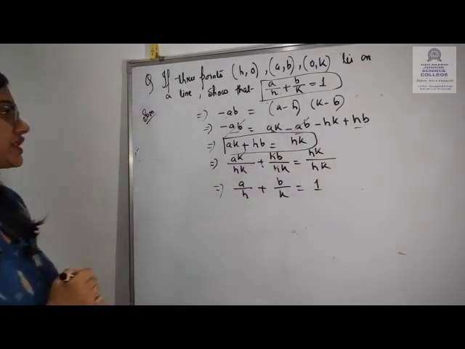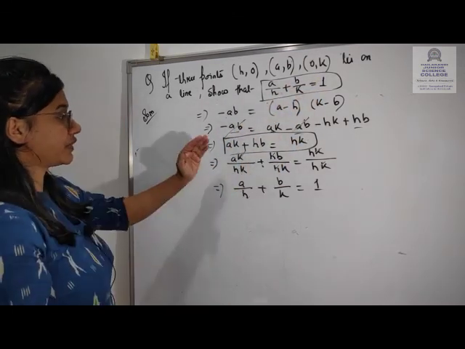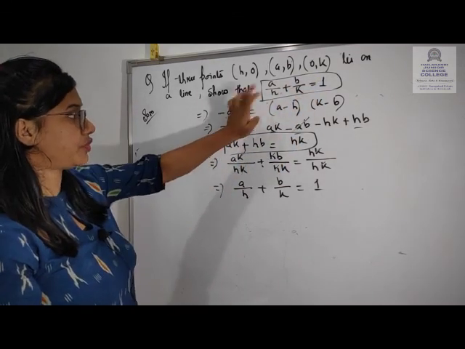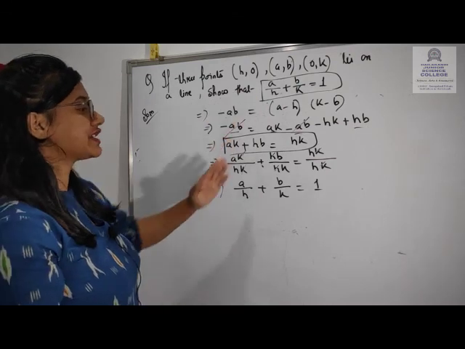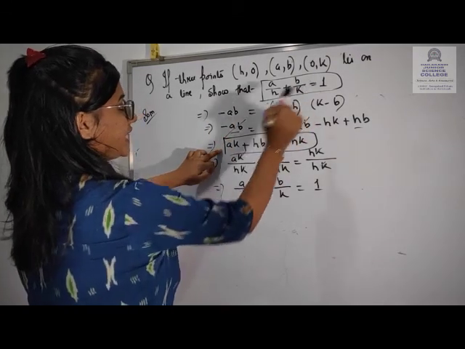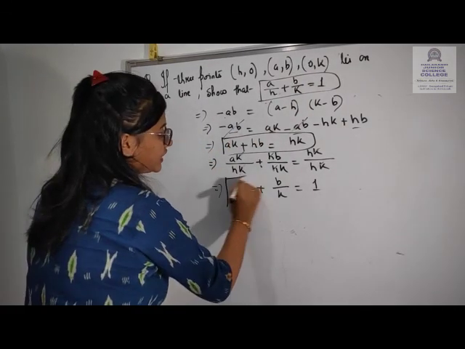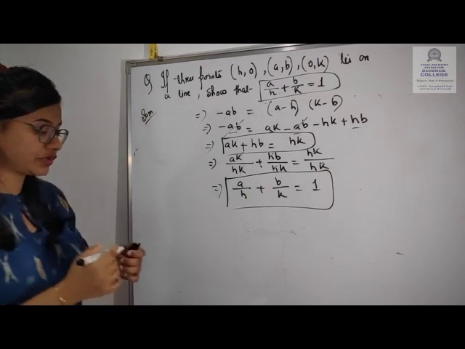But in this question, we have to show a by h plus b by k is equal to 1. So we have to convert this equation into this form. For converting this, I have divided this equation by hk on both sides. After that I obtained the relation a by h plus b by k is equal to 1.